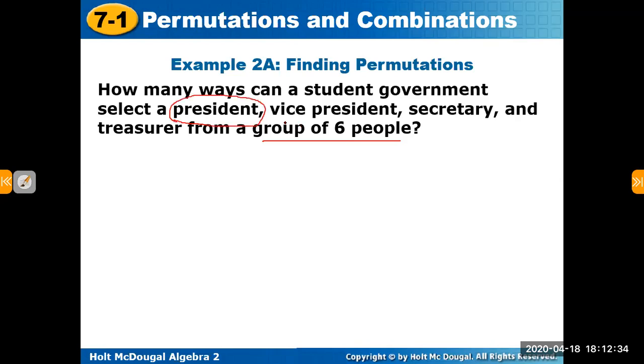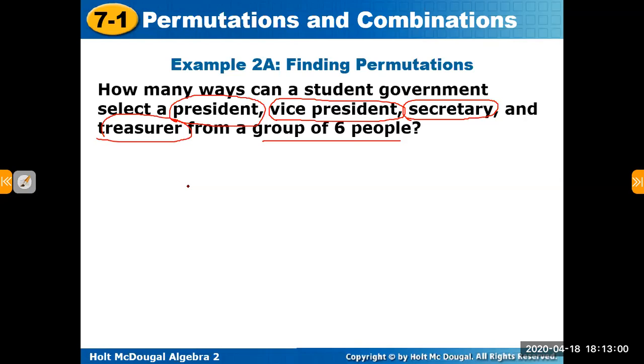The first one, let's say, is president. The second one is vice president. The third one is secretary. And the fourth one is a treasurer. Because they have different designations and they are not all the same, the order here is important. So we are choosing 4 people out of 6 people, and we know that order is important.